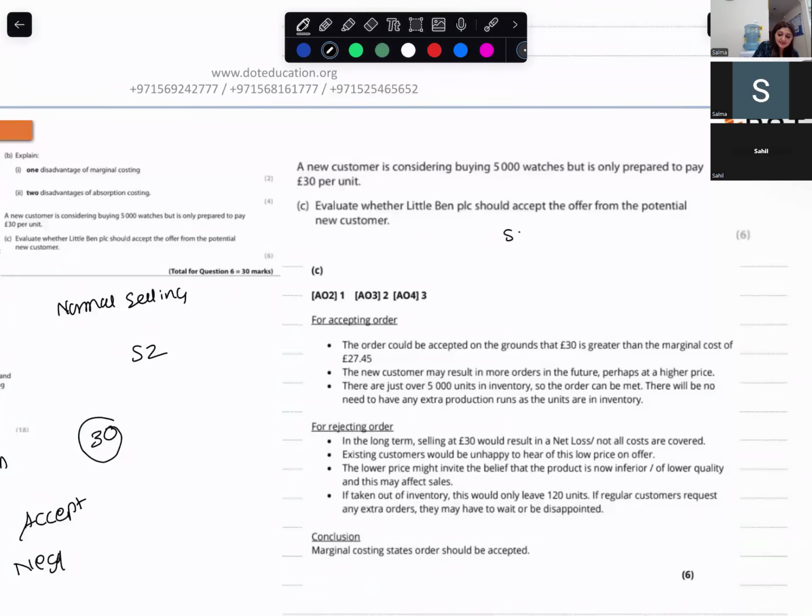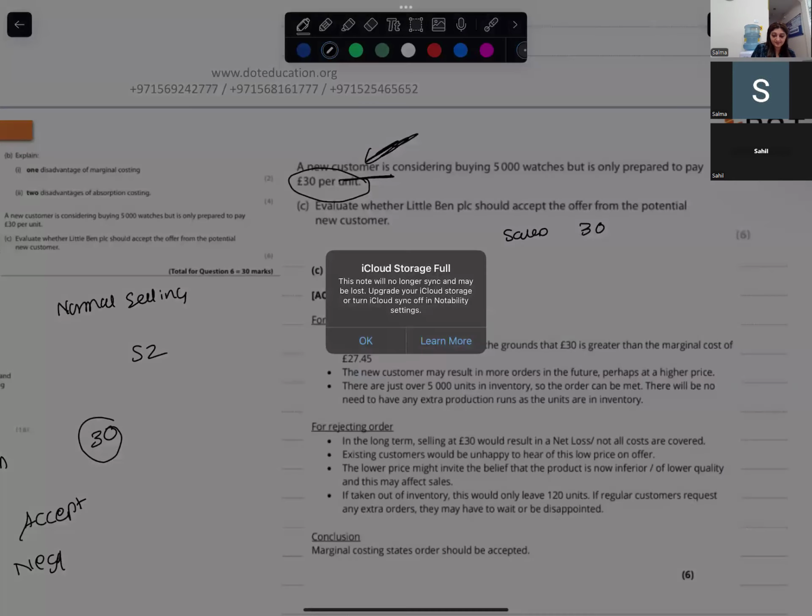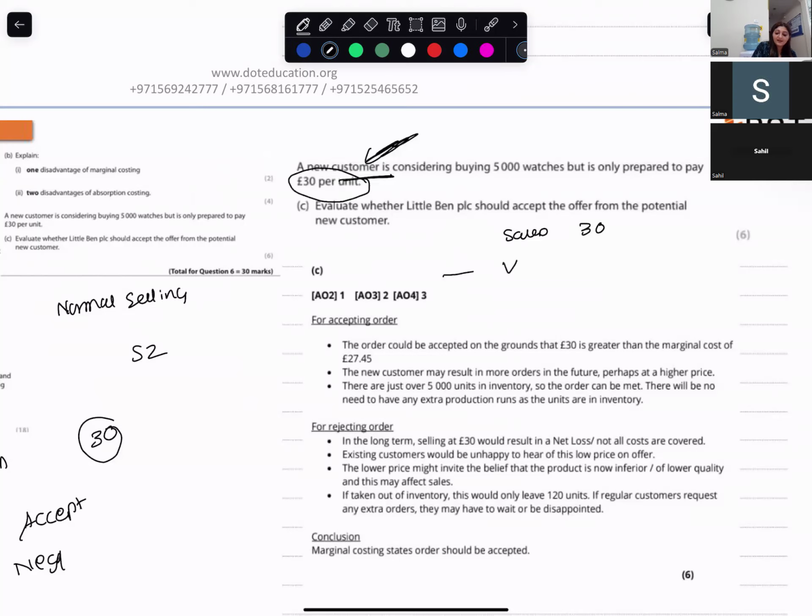So your sales is how much? 30 per unit for this new customer, 5,000 units. Per unit selling price is how much? 30. And for the 5,000, what is the variable cost? How does that even matter to you? That gives us the revenue. I am looking at whether I can sell to him or not, even if he is buying 1 unit or 2 units.